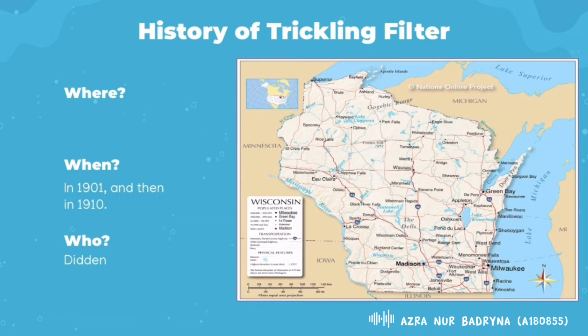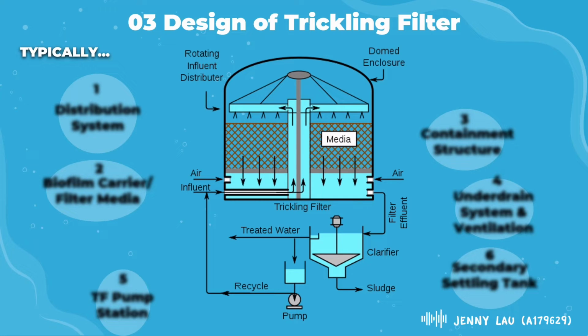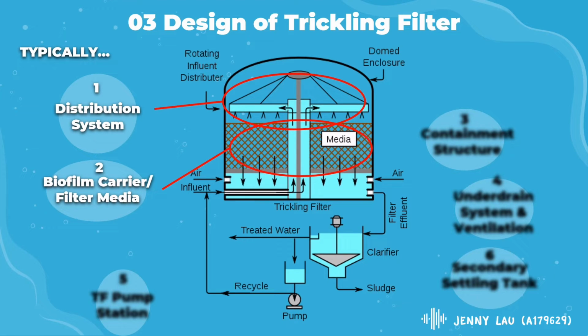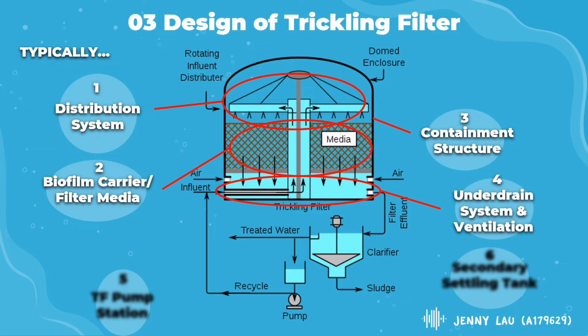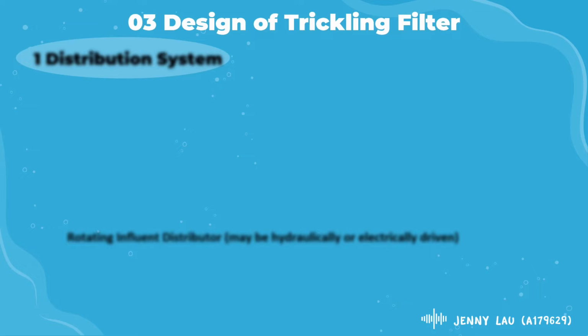They were first introduced in the US in 1901 at Madison, Wisconsin. By 1910, several additions in Midwest and Eastern cities brought the total to 10. Typically, a trickling filter consists of 6 main components, which are distribution system, biofilm carrier or filter media, containment structure, underdrain system and ventilation, trickling filter pump station, and secondary settling tank. Let us discuss further about the 6 components of the trickling filter.